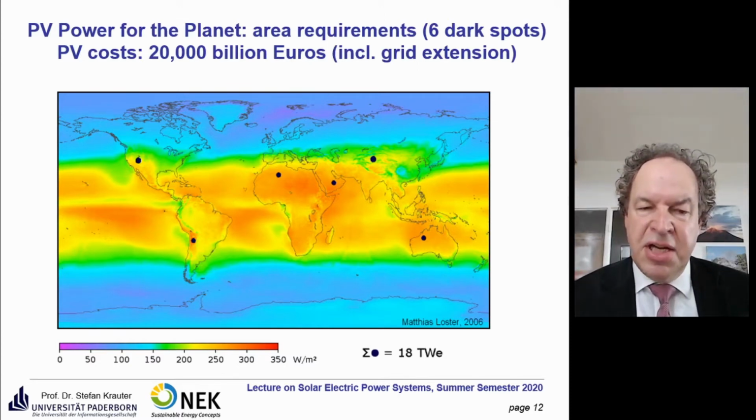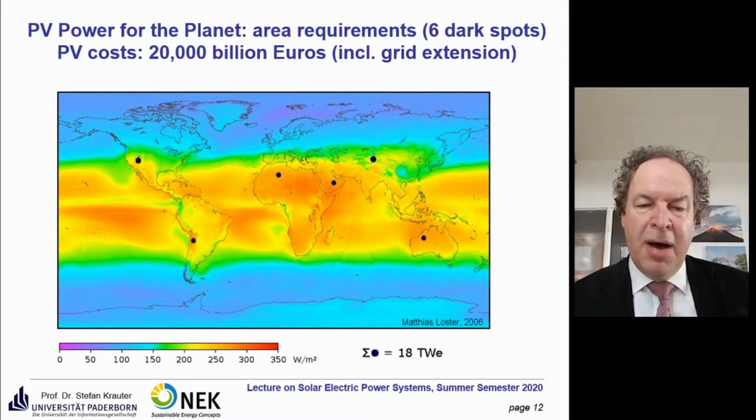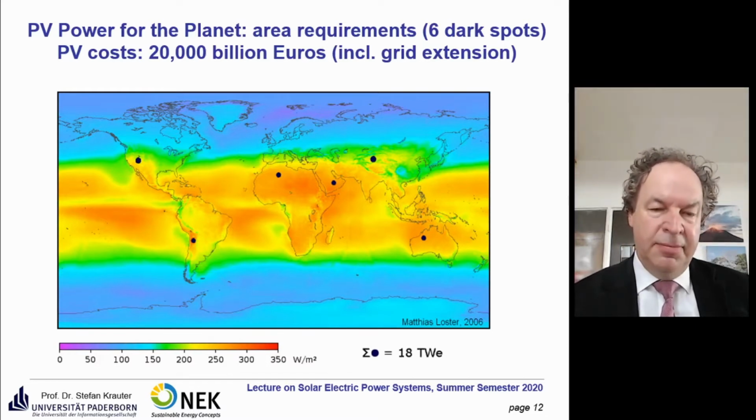Even the seasonal changes can be overcome. When there's winter in the northern hemisphere, it's summer in the southern hemisphere, so we can get this solar energy from there during wintertime, if we have a global grid. The nominal power of the power plants would be about 18 terawatts.